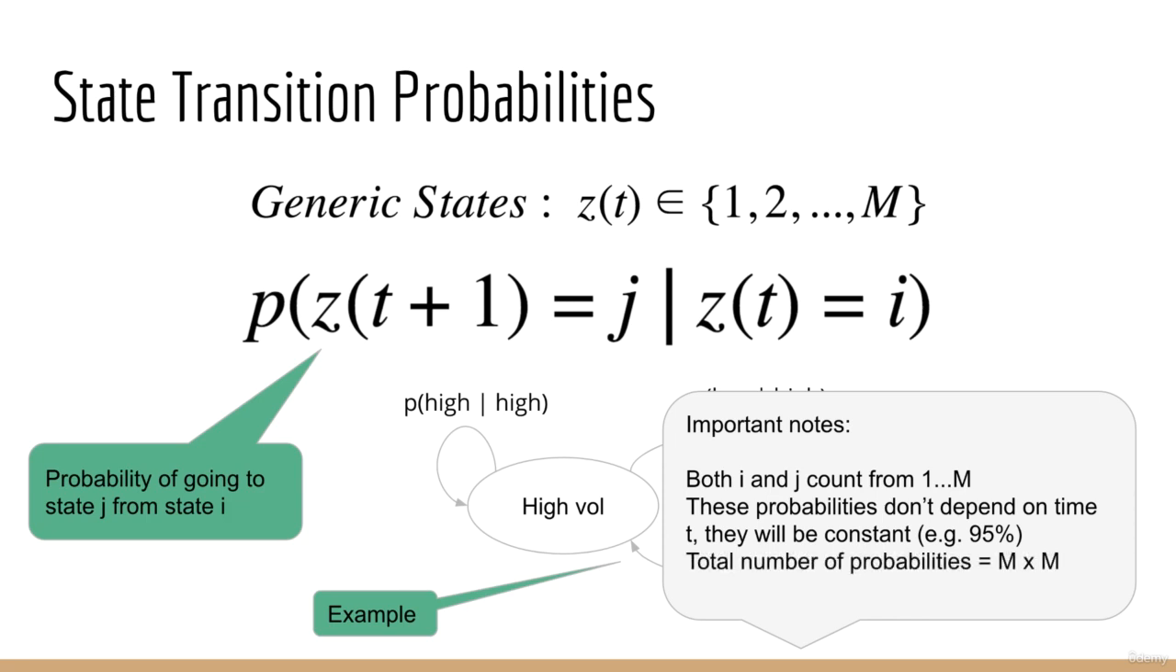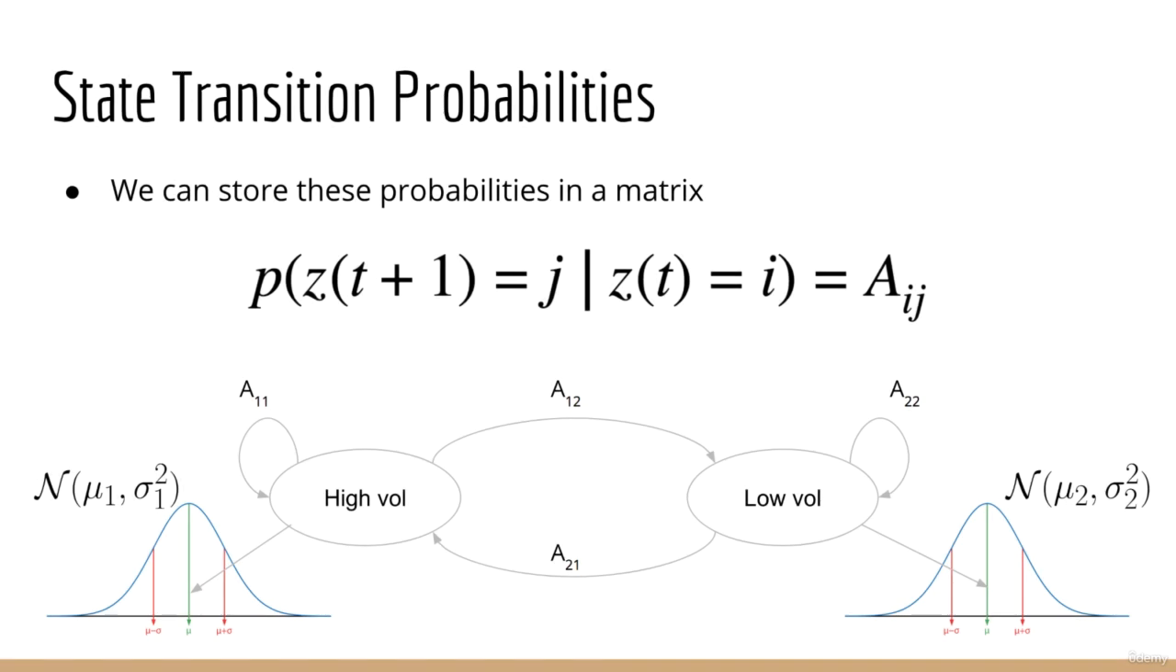It's worth considering how many of these probabilities we will have. Well, since i has M possible values, and j also has M possible values, then it should be clear that in total, we will have M times M probabilities. Since we have M squared probabilities, and they are constant over time, it's convenient to store them in a matrix. We call this matrix the state transition matrix, and we typically denote it by the letter A. So A_ij is the probability of going from state i to state j. Why is this important? It's important because this is what we will see in the code.